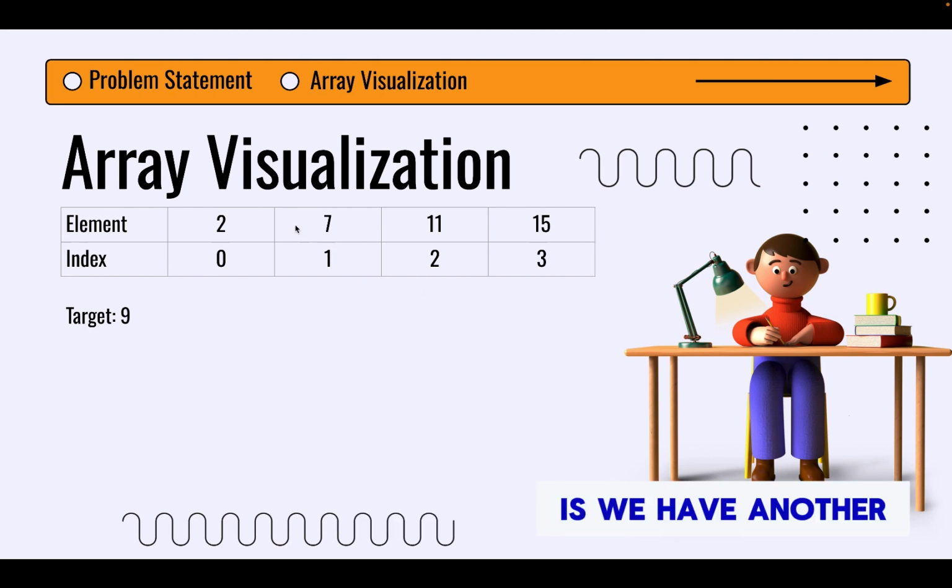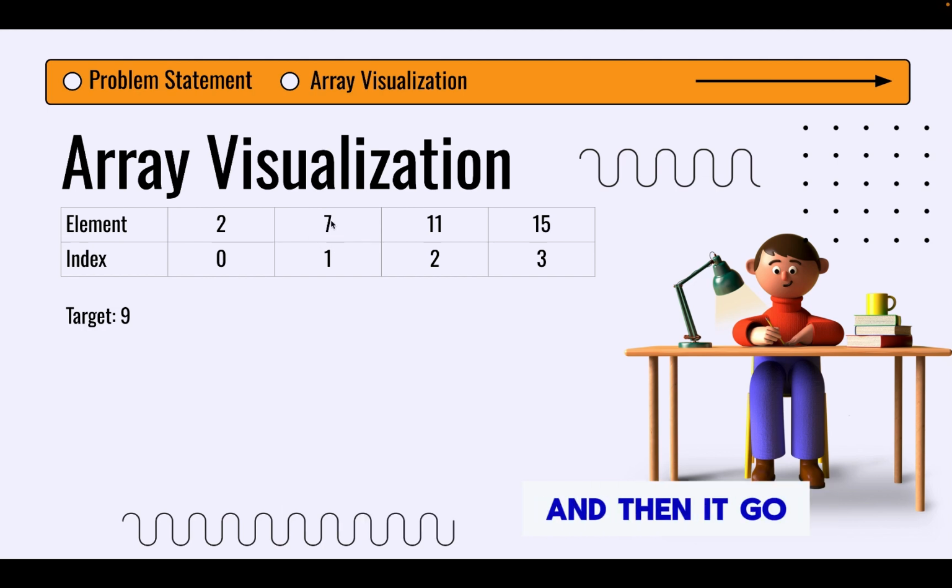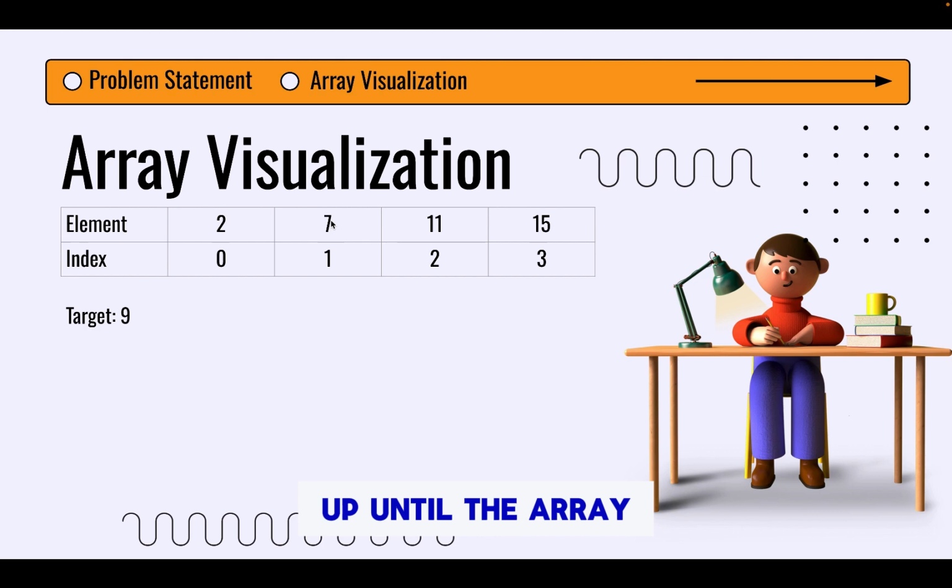Next, we need another repeated step, because imagine this 2 will be compared with this 7, and this 11 and 15. So we need another loop for that purpose, to go through each number and add it up to make our target. This loop will start not from 0, but from the next index, the first index, and then go until the array ends.